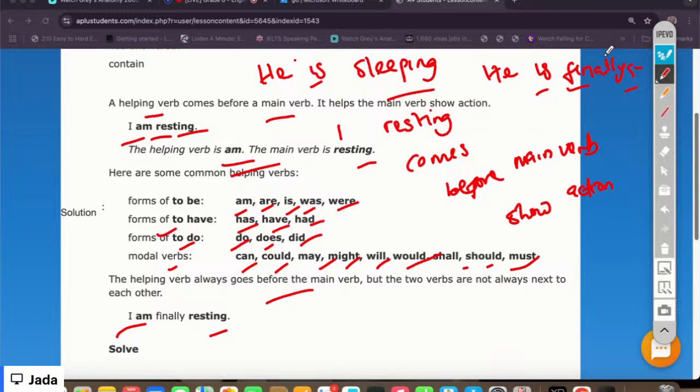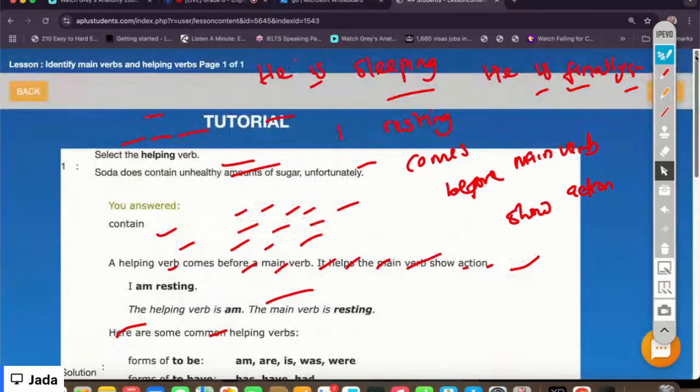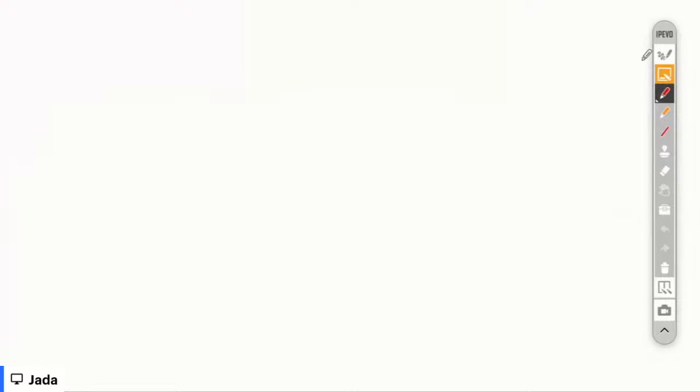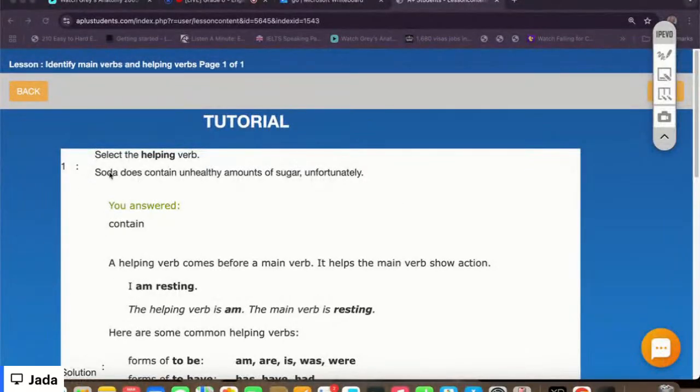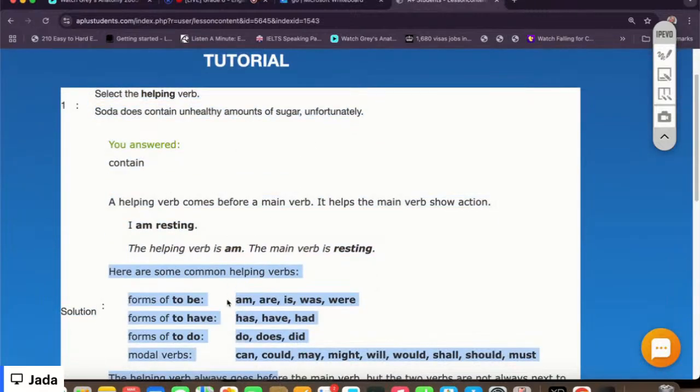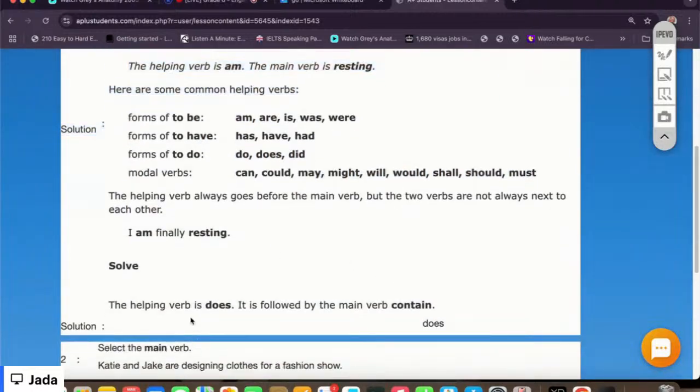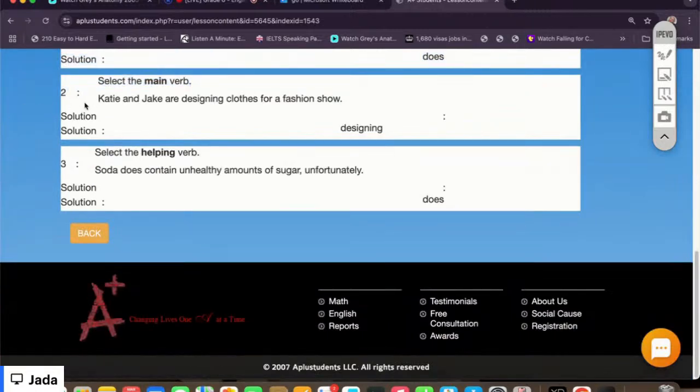All right. So let's look at some more examples and sentences. Select the helping verb. Soda does contain unhealthy amounts of sugar, unfortunately. So what is the helping verb here? Does is the helping verb because you can see the form of to do, and the main verb is contain. Okay, so does contain.